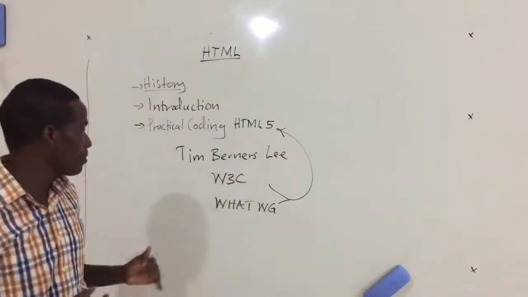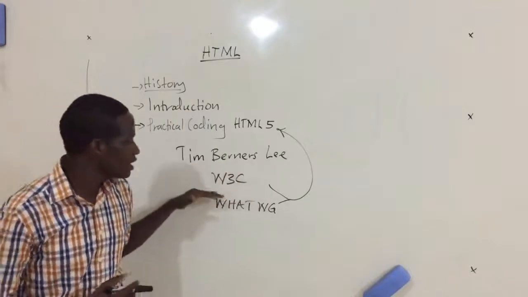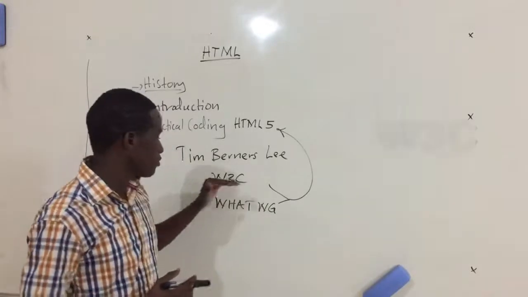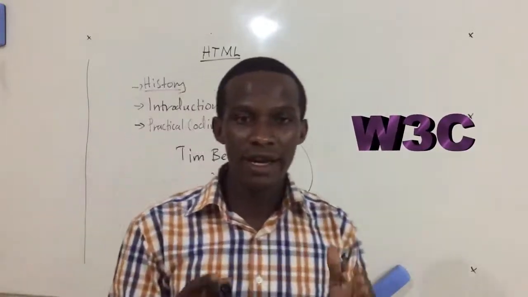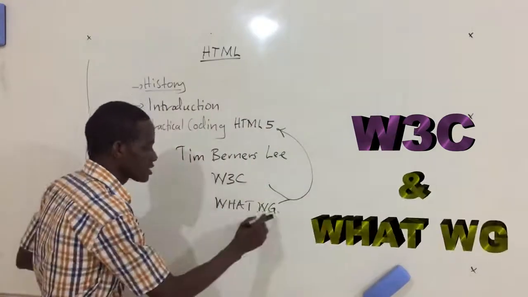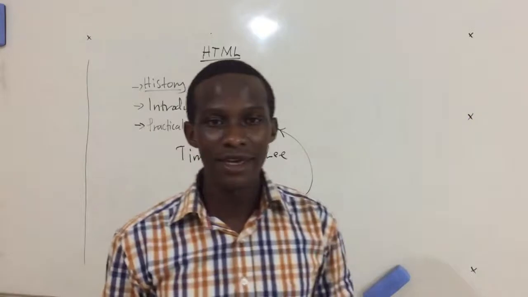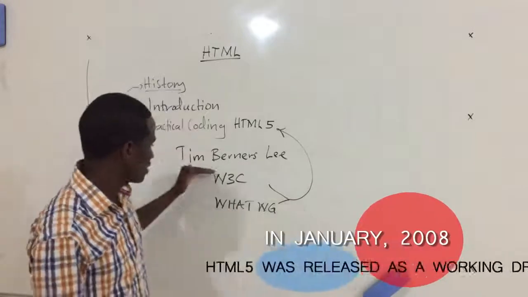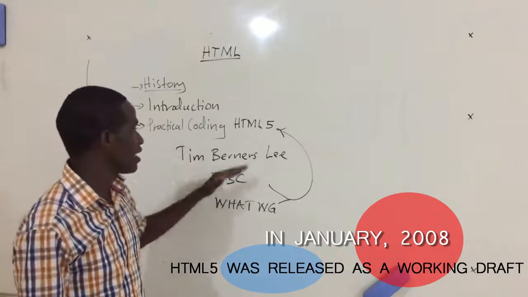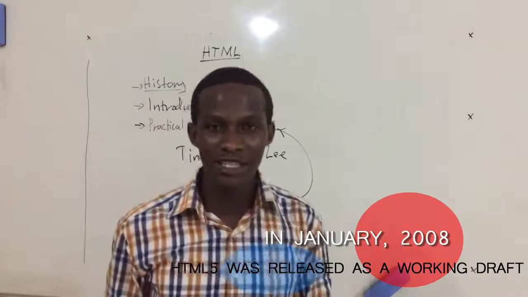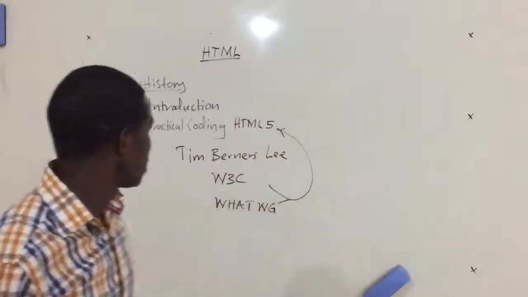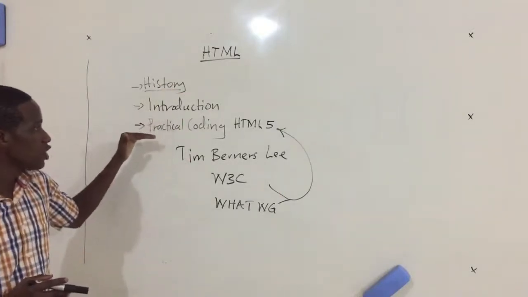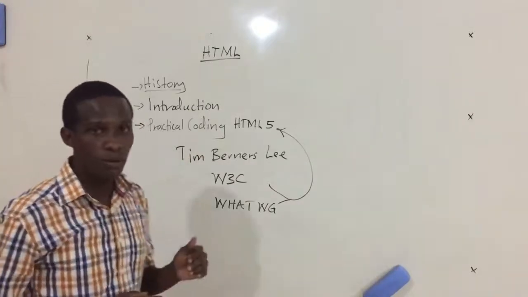Not until a time came when the same man, Tim Berners-Lee, under his founded company, the World Wide Web Consortium, that is the W3C, worked together with another technology company, the WHATWG working group. They came up with what we call HTML5. This is on record, two technology groups working together and releasing HTML5. This is briefly the history of HTML. Next, let's see an introduction of HTML, and then we shall go to practical coding.